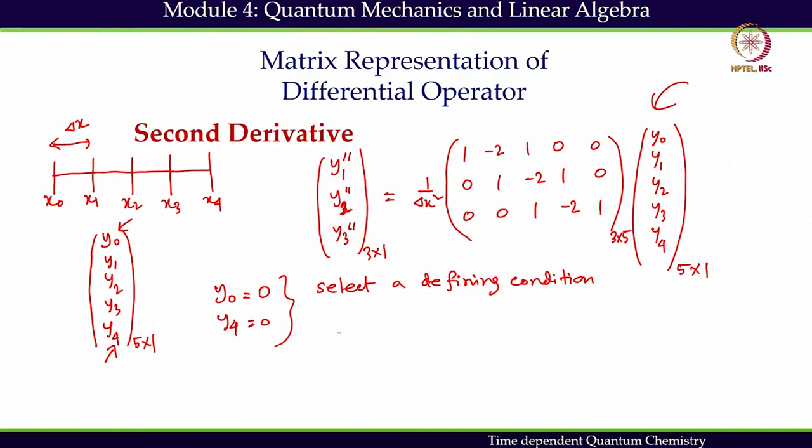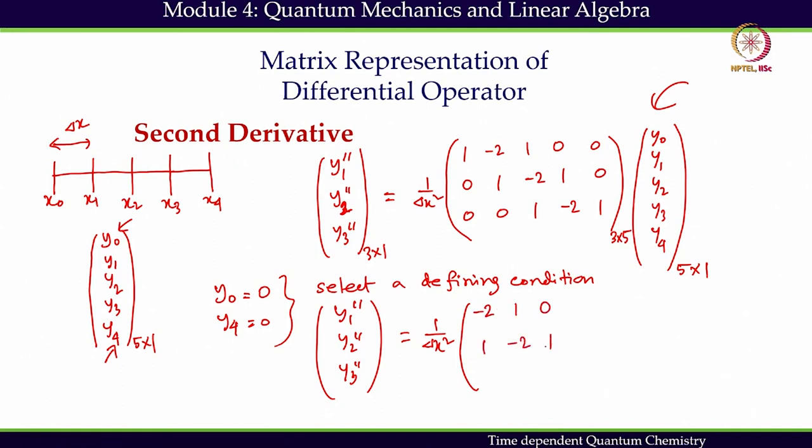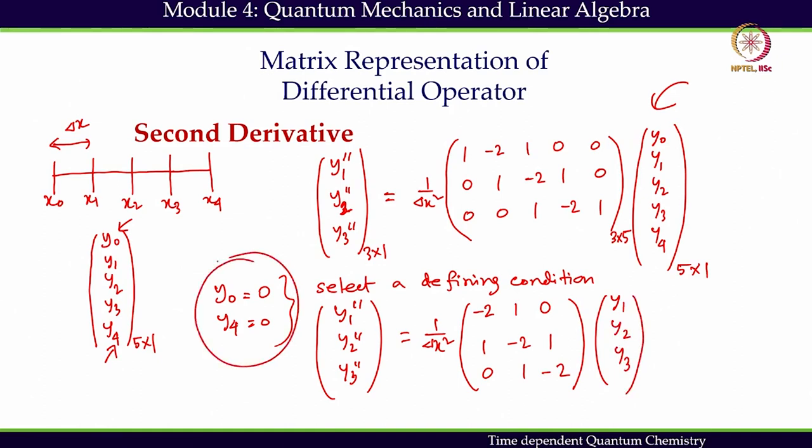these two values and we can write down another simplified form, which is going to be y2 dash, then y3 double dash, equal to delta x square. Then this is going to be reduced to minus 2 1 0, then 1 minus 2 1, and then 0 1 minus 2. The entire matrix dimension has reduced now because of this defining initial condition, and that is very important to realize.